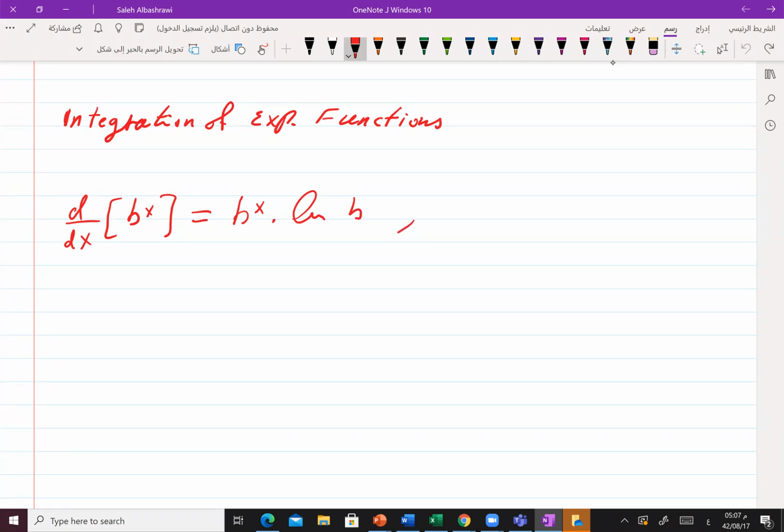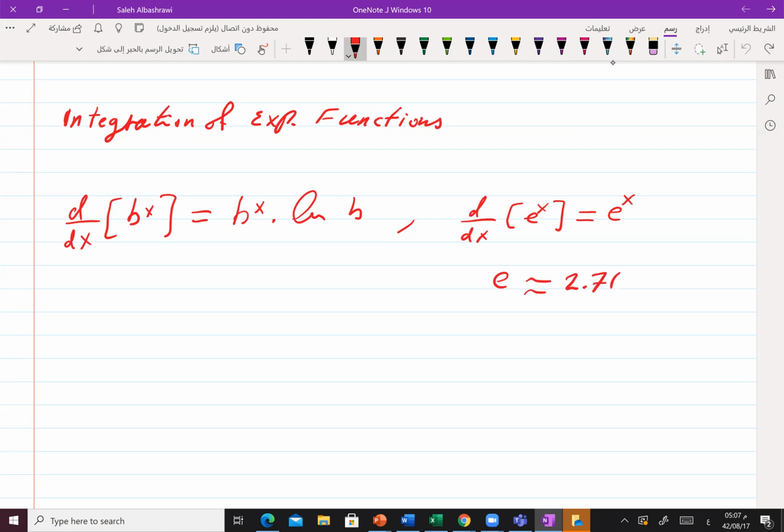And with a special case when the base is equal to e, d/dx of e^x equals e^x. No change for the derivative when the base is equal to e, where e is a constant number approximately equal to 2.71.